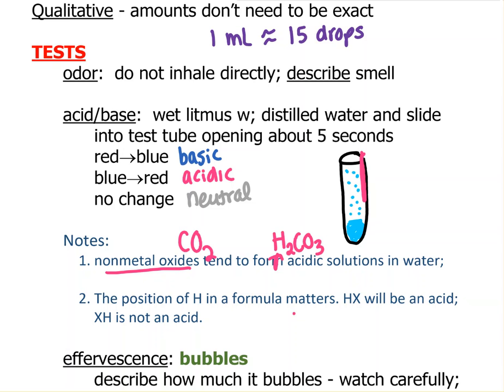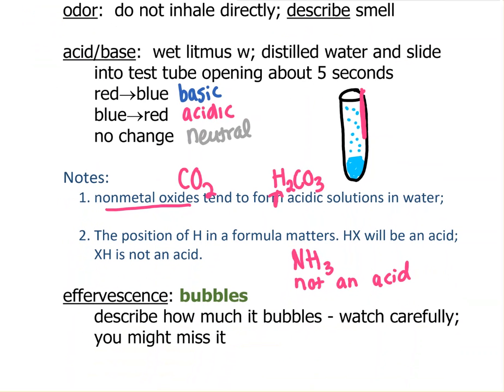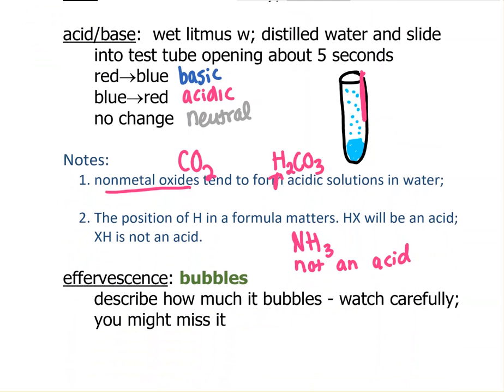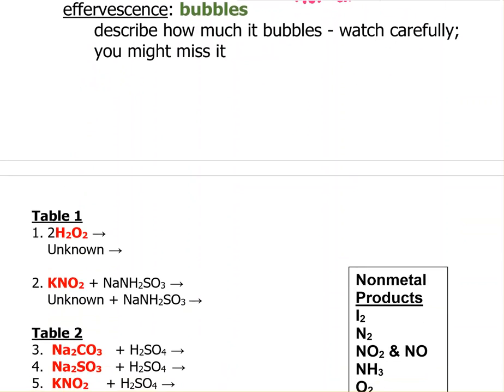Just know that if something ends in hydrogen, that is not an acid. In fact, it might be a base. Often when the hydrogens are bonded to nitrogen like that, it will make it a base. We're going to be watching for bubbles, basically, and you need to try to describe how it bubbles. That'll help you decide your unknown. Some have more fizz, and some have 1 or 2 strong bubbles, and you don't want to miss it.